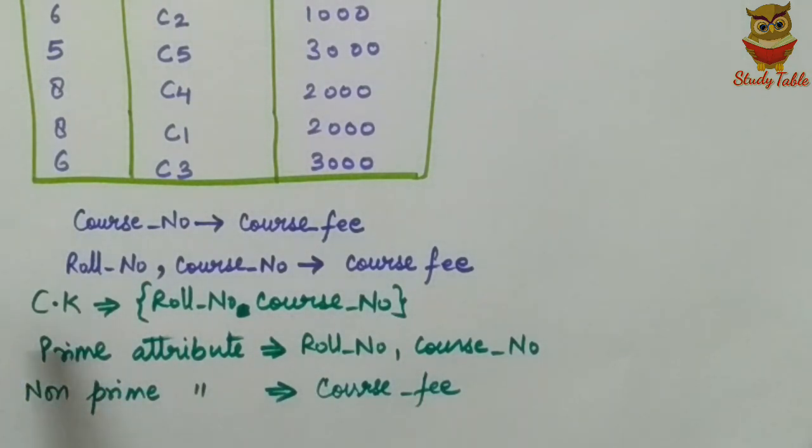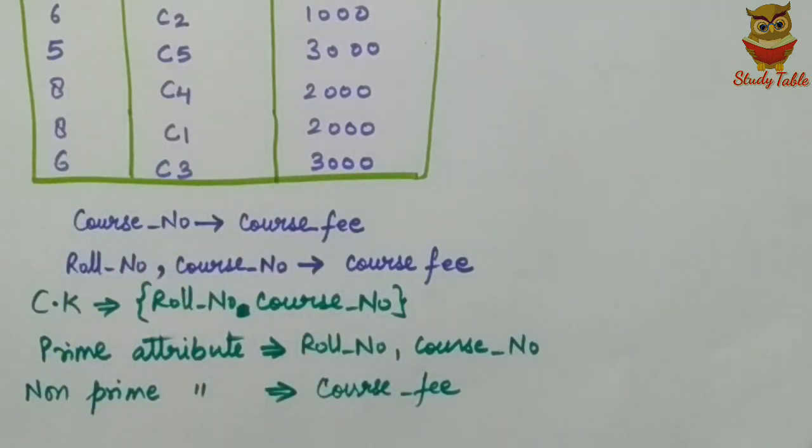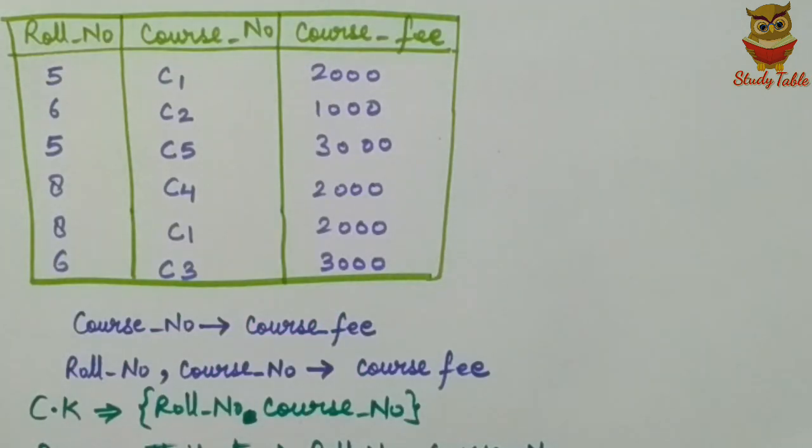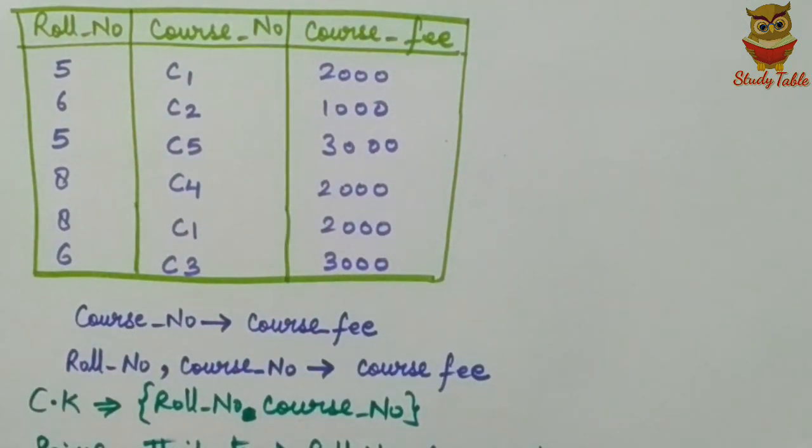After having all these things, that is the functional dependencies, candidate key, prime attributes and non-prime attributes, now we will check whether this relation is in second normal form or not. For this, we need to check two requirements. The first requirement is the relation must be in first normal form. So this relation is in first normal form as there are atomic values in this relation. Second condition, there should not be any partial dependency. If there is partial dependency, then we need to remove that dependency. So let's check for the partial dependency.